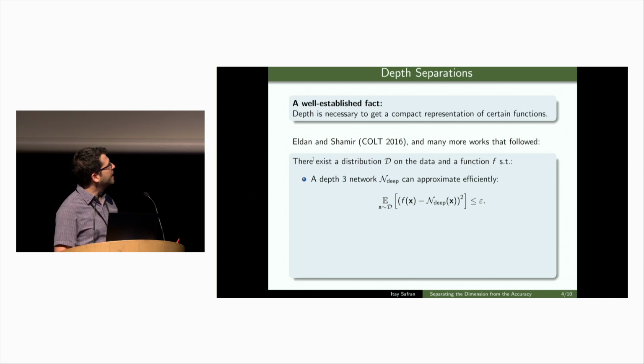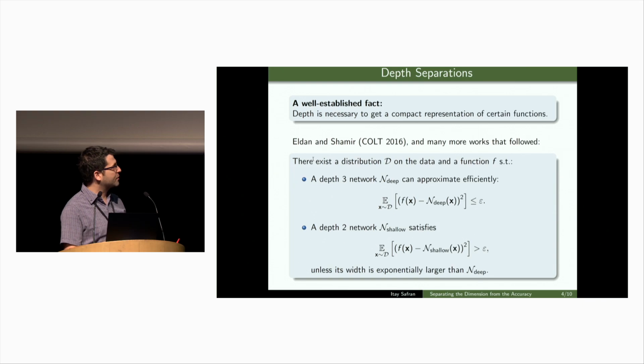The results basically have the following flavor. We can approximate efficiently if we use a depth 3 neural network. A depth 3 neural network N_deep will be able to get to epsilon accuracy, where the size, the number of neurons in the network, scales polynomially with the relevant problem parameters. However, if we attempt to approximate the same function with respect to the same distribution on the data, we won't be able to get the same accuracy of epsilon unless the width of the depth 2 network is exponentially larger than that of the depth 3. So this establishes that depth 3 can be exponentially more valuable than depth 2 neural networks in certain cases.